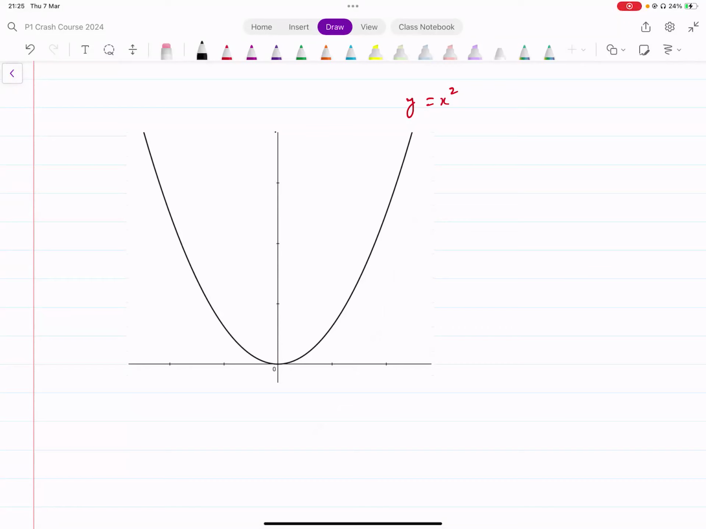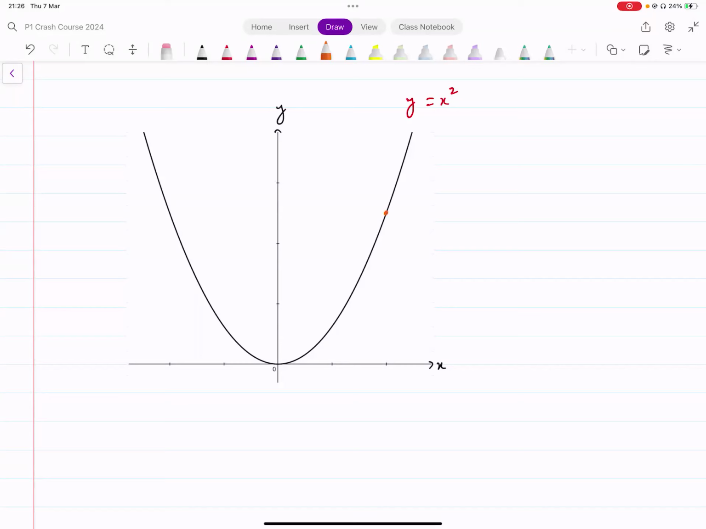Now, we have y-axis here, and we have x-axis here. If I were to ask you, what is the gradient of this curve? What would you say to that? Any idea? How would you answer that? Can you give me a number for that? 2? Is the gradient of this curve 2? Yes, sir.